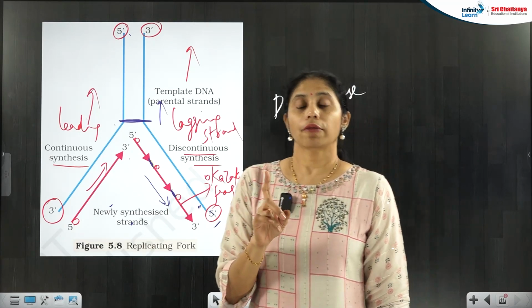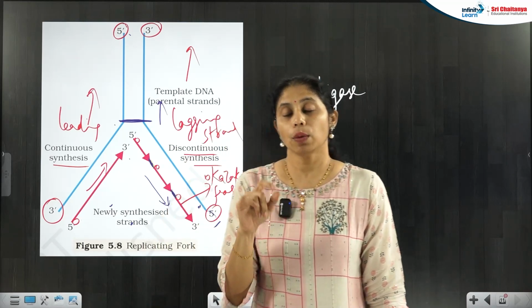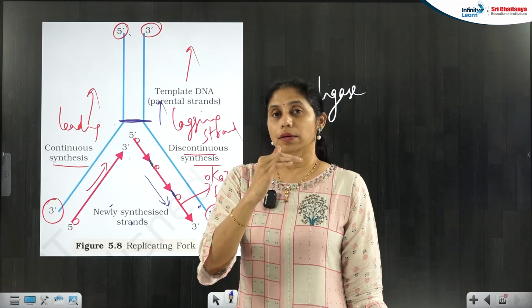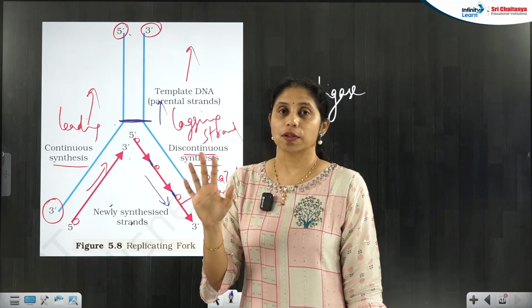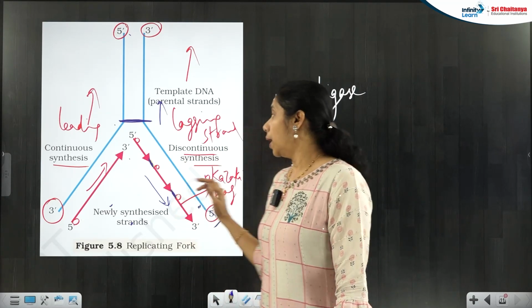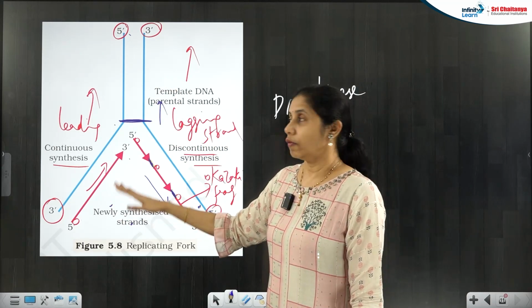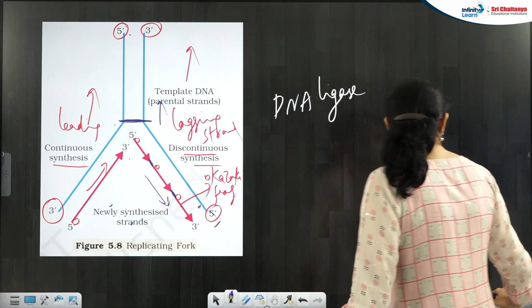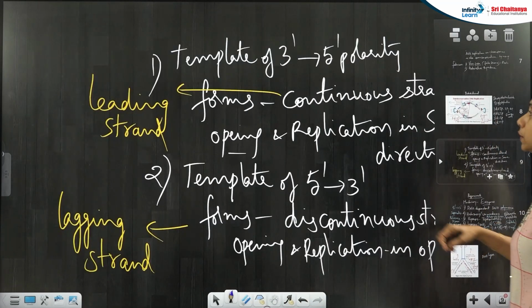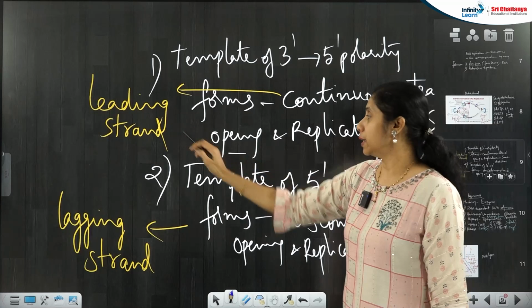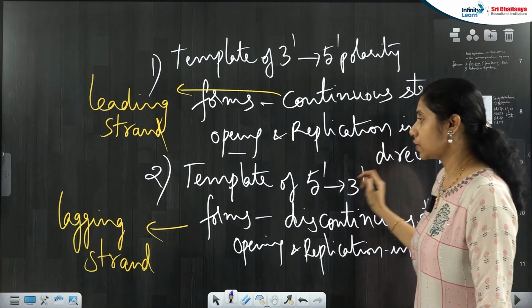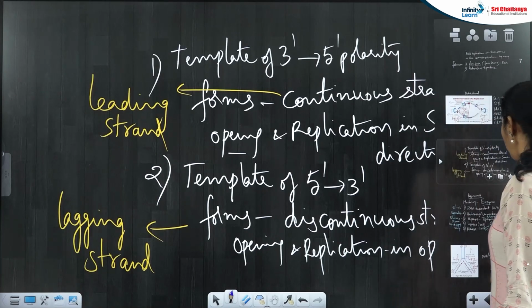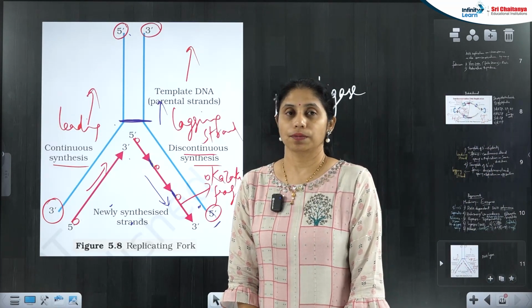For this, we have to remember the Meselson and Stahl experiment, with the problems they will give. They will ask how many strands are heavy, how many are light DNAs, how many are hybrids, and how much percentage, that is important there. And here, which polarity will have the continuous strand and which polarity will have the discontinuous strand. You can see I have already written that the 3' to 5' template gives the continuous leading strand, and the 5' to 3' template strand will form the lagging strand. So with this, we have completed DNA replication. Thank you.